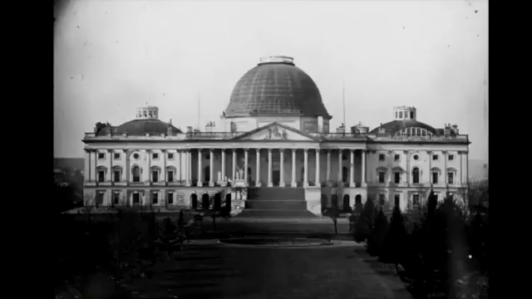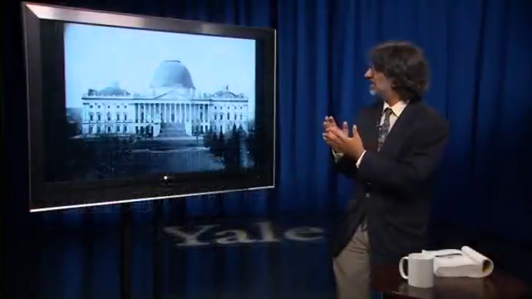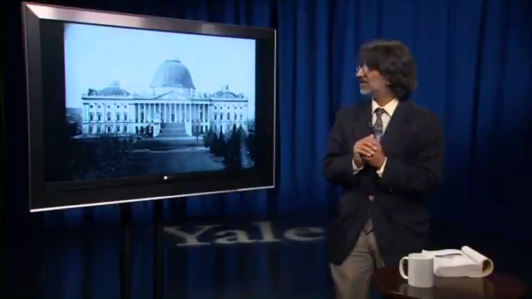In 1846, this is the first photograph of the Capitol building. And I hope you notice, just quick inspection, it's large. And we're going to talk about why it's large. The White House, for example, is not large. So what's up with that? Why is the Capitol building large and the White House not so large?